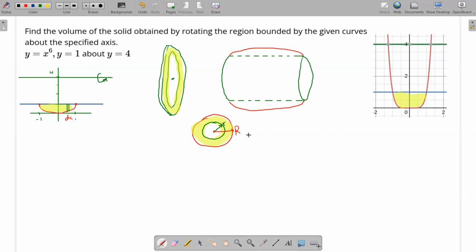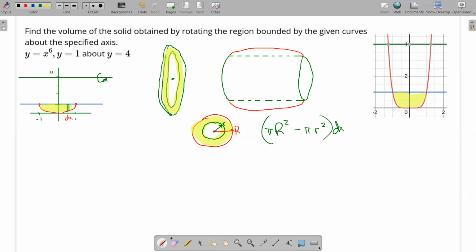And then the area is the area of the big R circle, so that's pi big R squared minus pi little r squared will be the washer surface, and then to give that volume, we multiply by its thickness, in this case, the dx. So what is big R and what is little r?